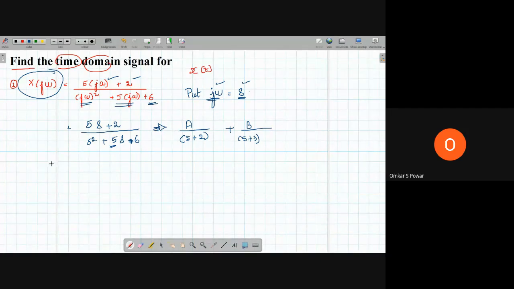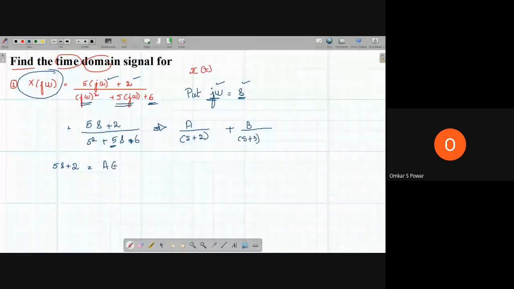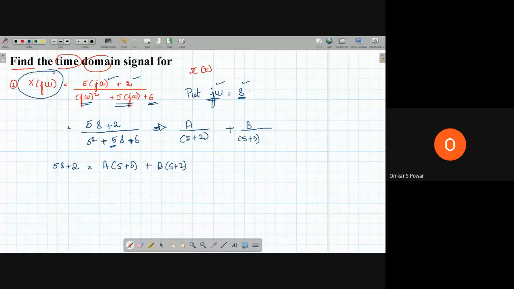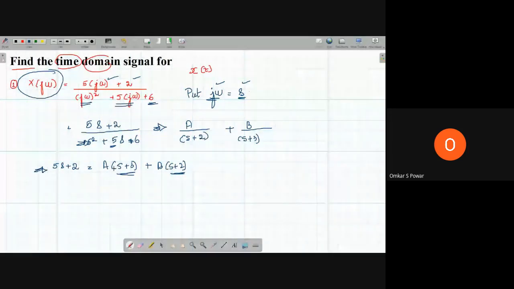How can you solve this partial fraction? 5s plus 2 is equal to A into s plus 3 plus B into s plus 2, because here the denominator is s plus 3 into s plus 2. Multiply here: s plus 2 and s plus 2 cancel, it will be s plus 3; and s plus 3 cancels here, it will be s plus 2. So your partial fraction will be 5s plus 2 equal to A into s plus 3 plus B into s plus 2.